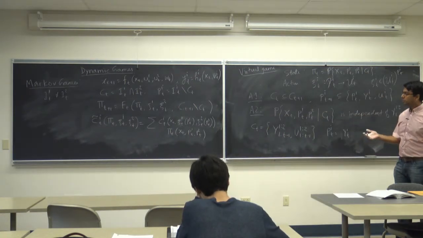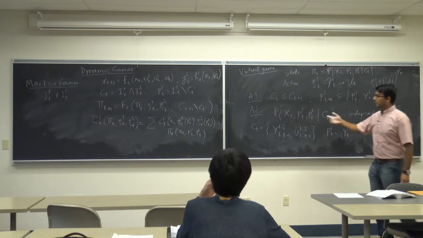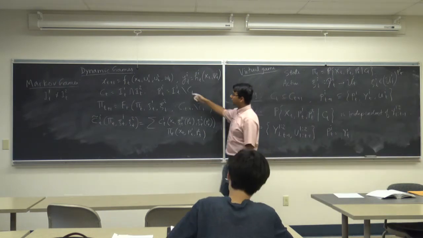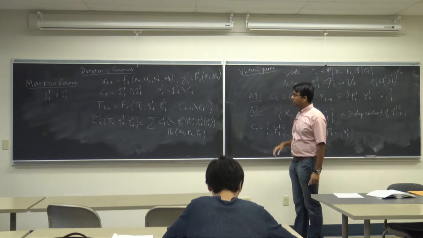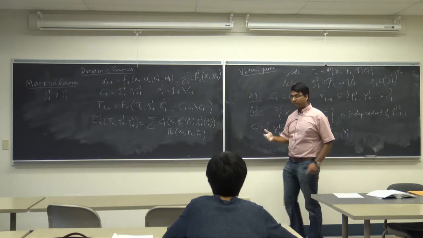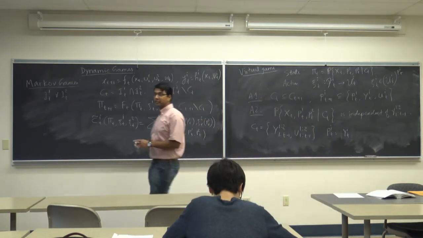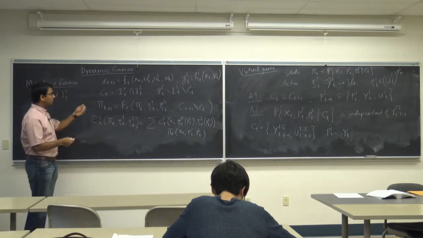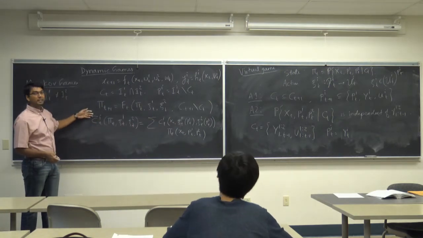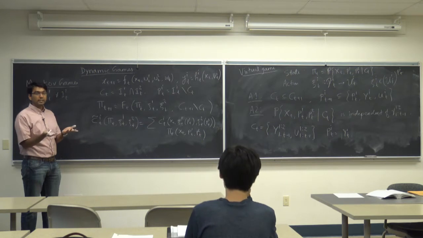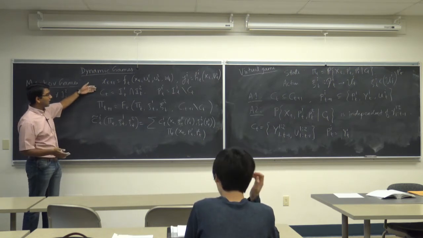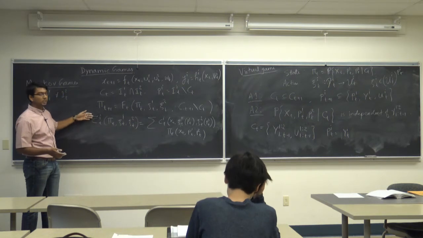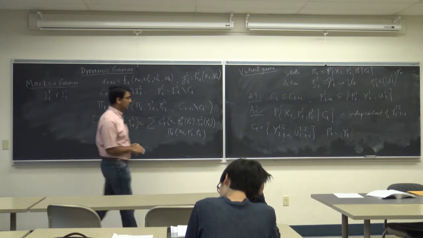And what other property do we have? Remember that we constructed this virtual game from this original dynamic game. So it turns out, even though you have to prove it, that the set of Nash equilibria of this game and this game is preserved. Okay, so it's the same. You have a bijective map from the set of Nash equilibria of this game to the set of Nash equilibria in this game.